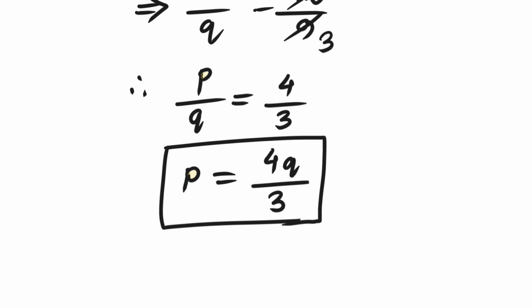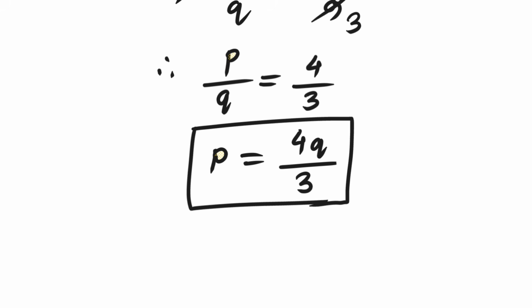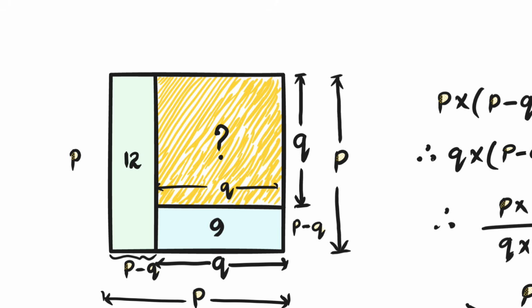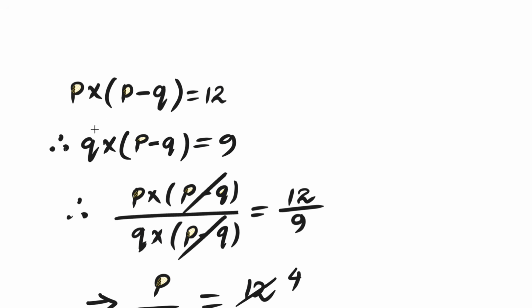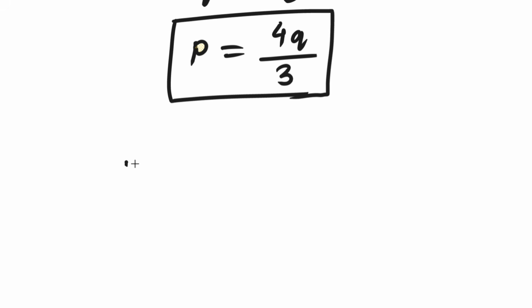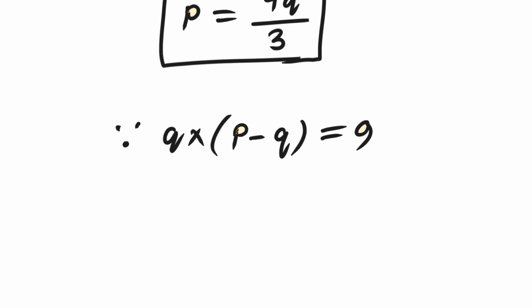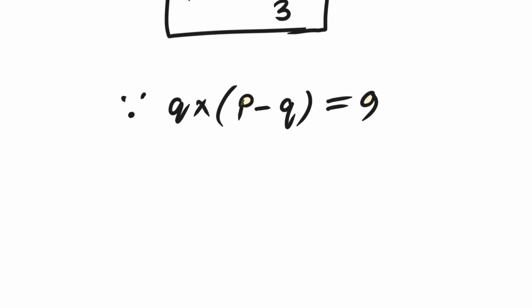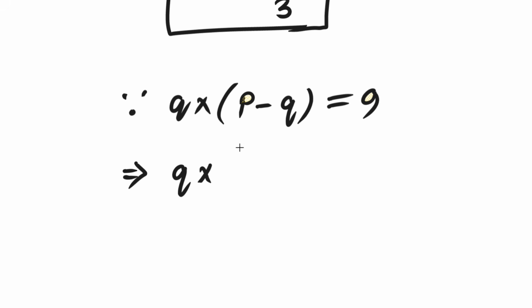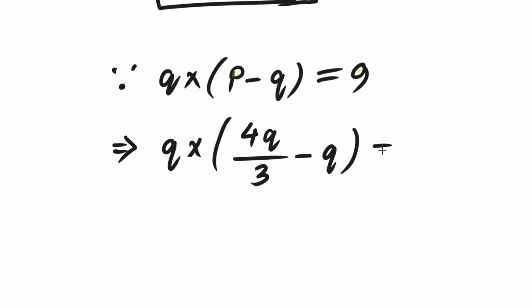We still do not know the individual values of p and q, but we do not actually need to find both of them. We only need the area of the small square, and that area will be q squared. So now we are going to substitute our expression for p into the second equation. From earlier, our second equation was q multiplied by the quantity p minus q equals 9. We know that p equals 4q divided by 3, so replace p with 4q divided by 3. That gives us q multiplied by the quantity 4q divided by 3 minus q equals 9.